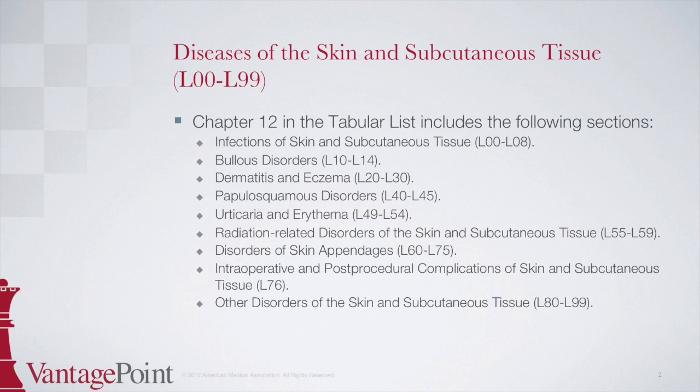As you can see on this slide, the codes for this chapter start with the letter L. If you remember from ICD-9, the skin codes all started with the numbers 6 and 7. However, there are many more skin codes in ICD-10 due to the addition of combination codes for conditions such as ulcers, which combine the site of the ulcer with the stage.